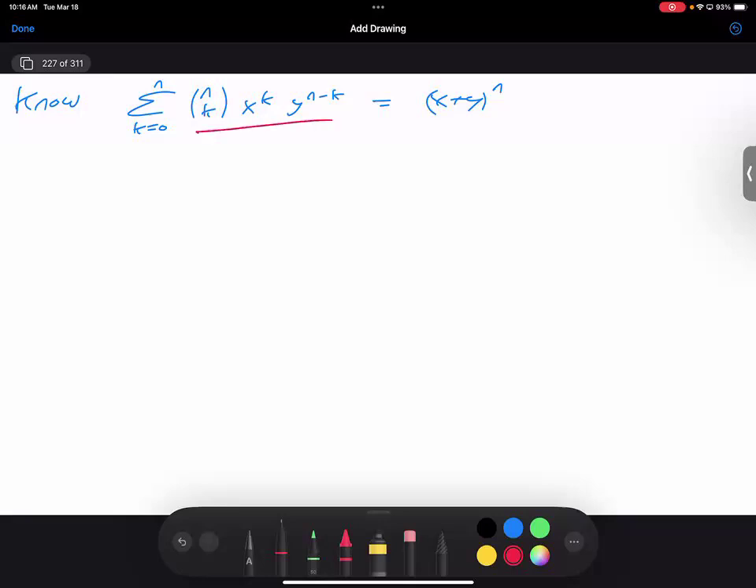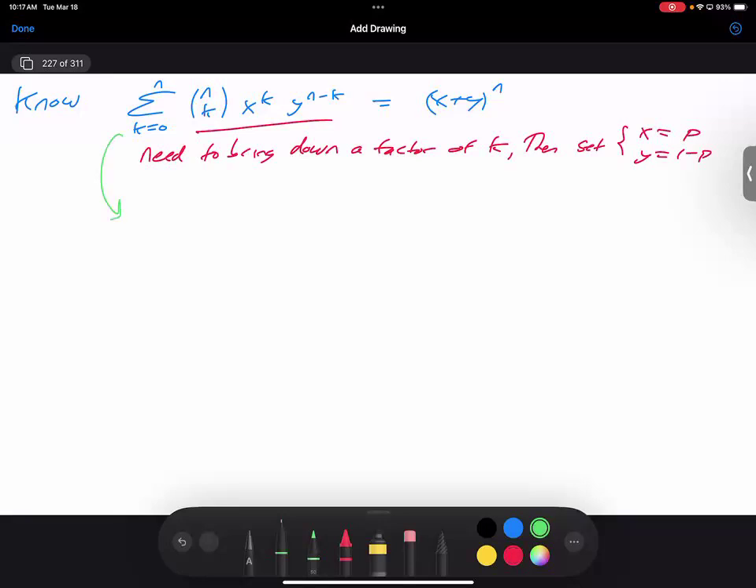So you're looking at this. I need to bring down a factor of k, then set x equal to p, y equal to 1 minus p. How could I bring down a factor of k? What could I do? Differentiate. So we have more than one variable, so it's not enough to say differentiate. We take the derivative with respect to x. But if we take the derivative with respect to x, then the power of x becomes k minus 1.